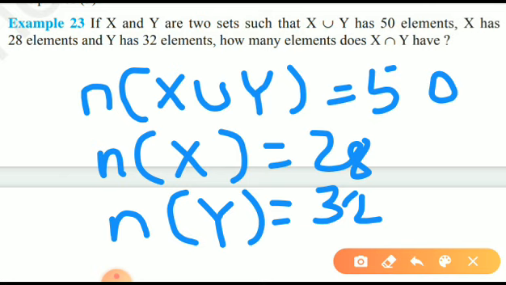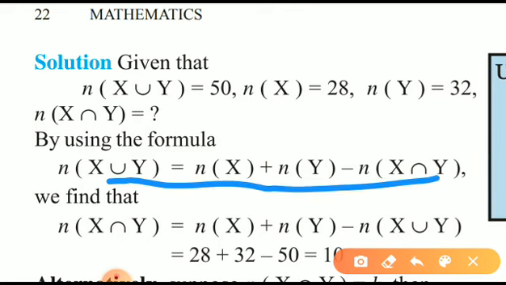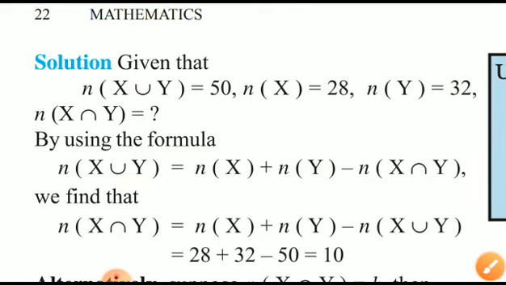You have been given the number of elements in X union Y, in X and in Y. So can I make use of the formula n of X union Y is equal to n of X plus n of Y minus n of X intersection Y? Yes, because three things have been given, so I can find the fourth one. Just substitute the values and I will get the answer: n of X intersection Y is equal to 10. Is that clear?